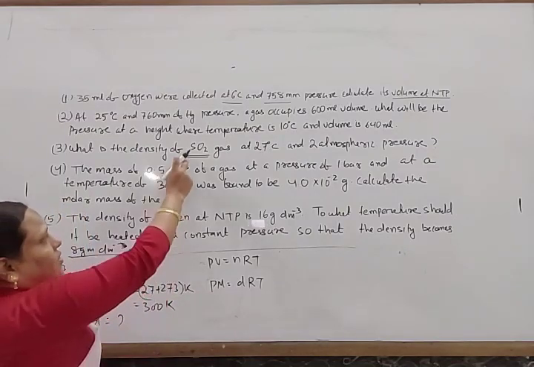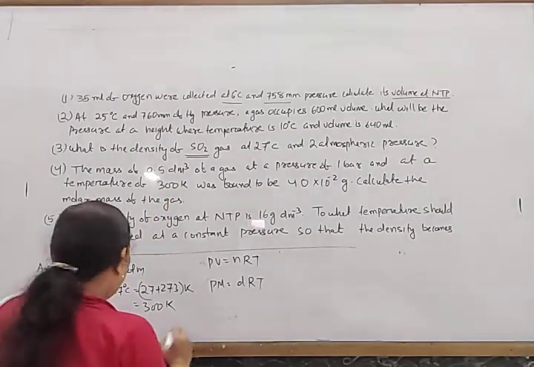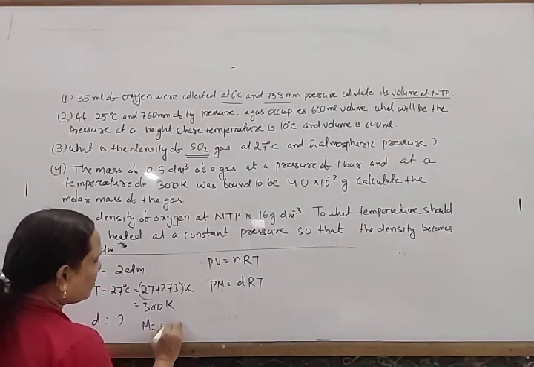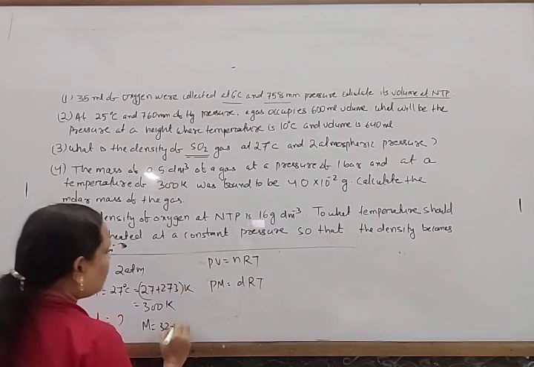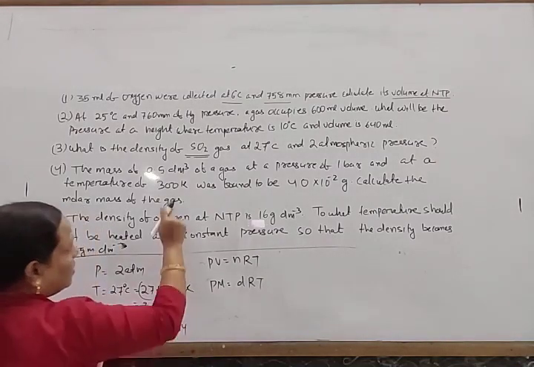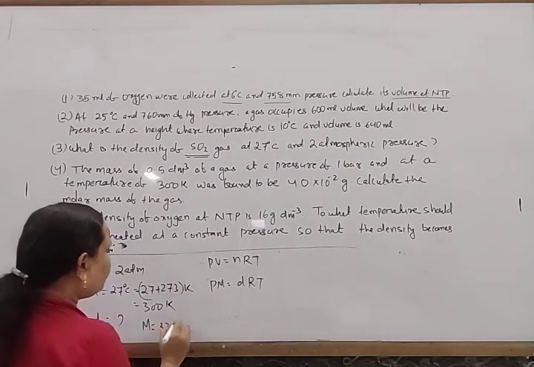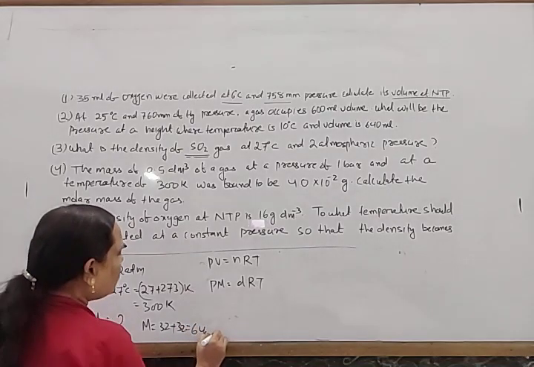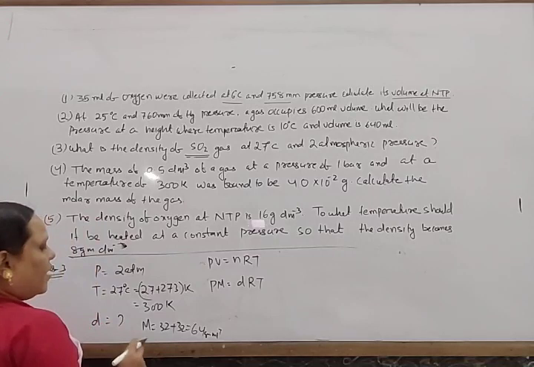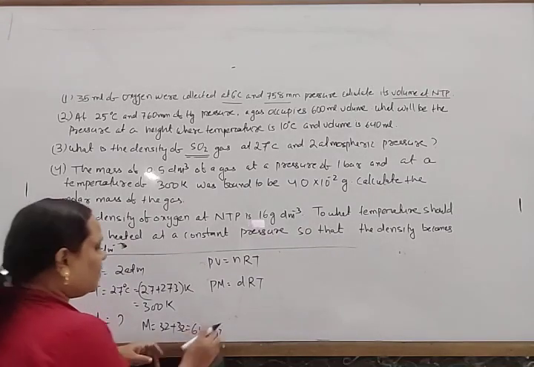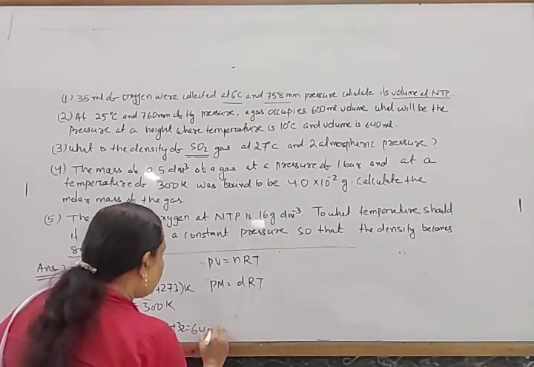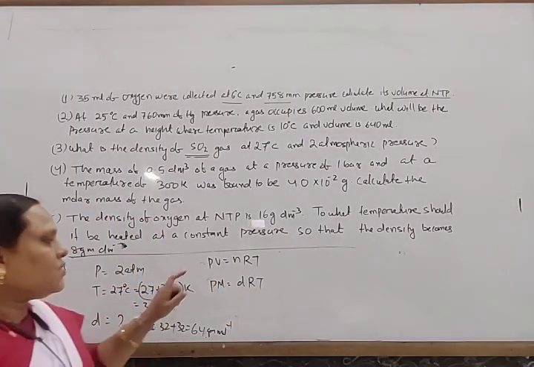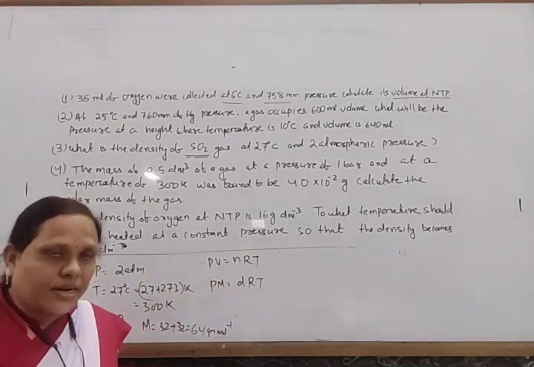And as it is given sulfur dioxide, what is the value of M? M equal to 32 plus 32, that is 64 gram mole inverse. So substitute all these values, then find out D.